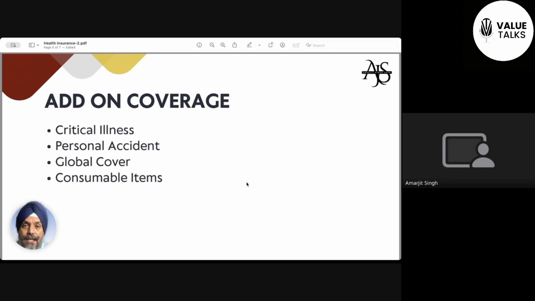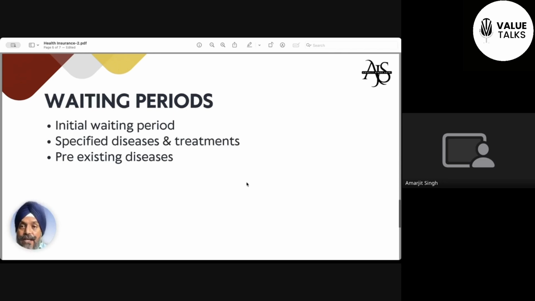And there are certain things which are not covered in this policy. You must understand and check this before buying the policy. What types of waiting periods does your policy have? Initial waiting period is there. Usually it is a standard 30-day initial waiting period. During these 30 days, no illness or disease is covered. However, in case of accident, it is covered during the initial 30 days also.